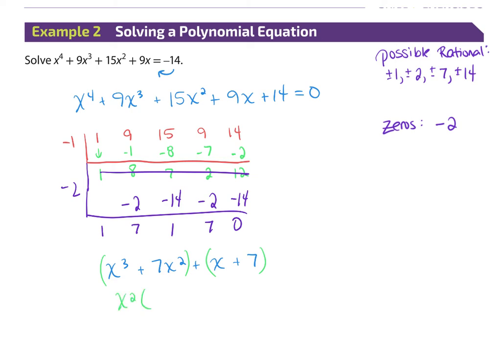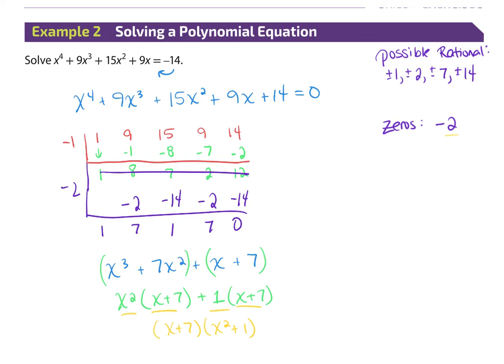X squared comes out. I'm left with x plus 7. If nothing comes out, what do I put in front? A 1x plus 7. Then my groups are going to be this x plus 7 and this x squared plus 1. All right. So I have found one of my zeros, that is x plus 2.